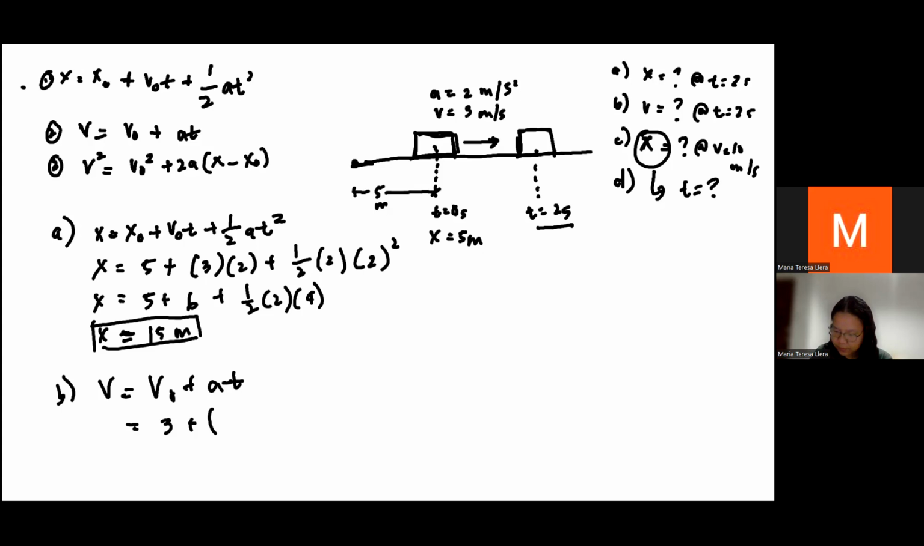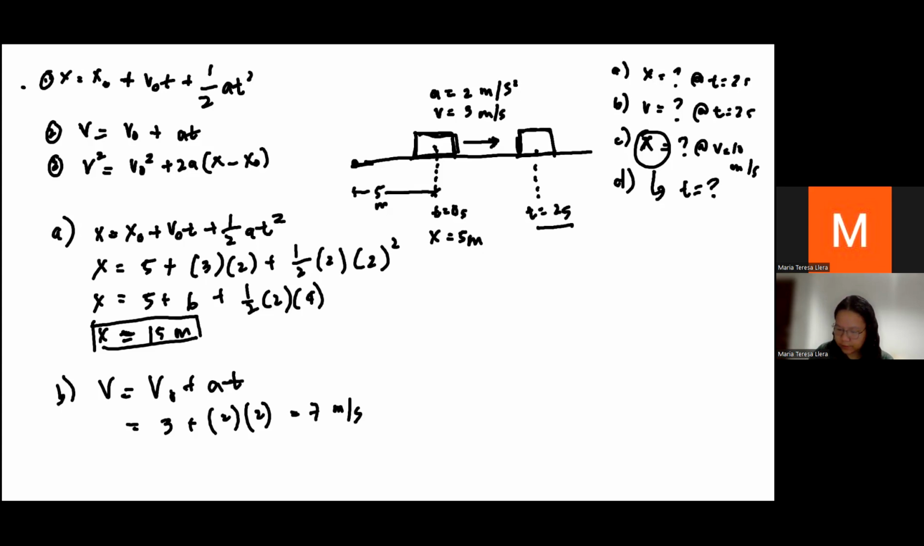So 3 plus acceleration, which is 2, and then time is 2 seconds. So this would be 3 plus 4, which is 7. What's the unit for velocity? Of course, velocity is distance over time, so that would be meters per second.